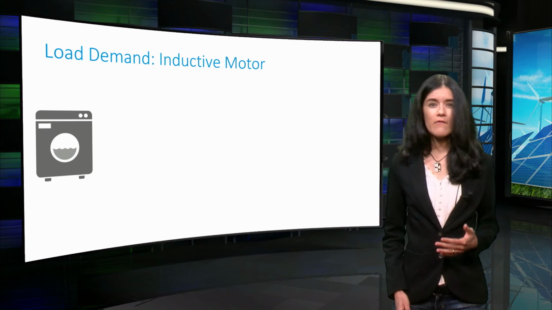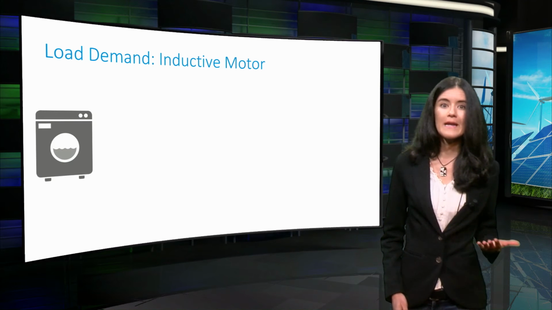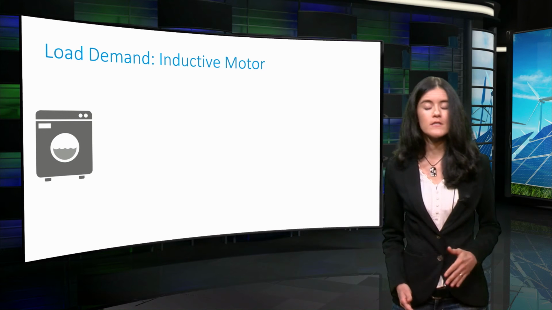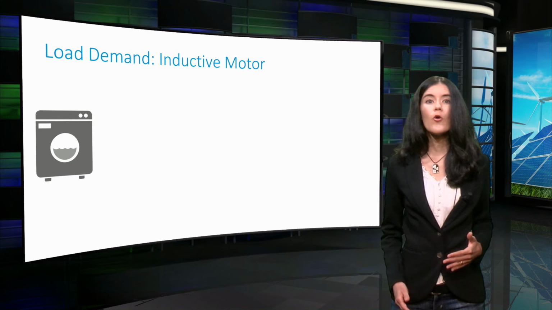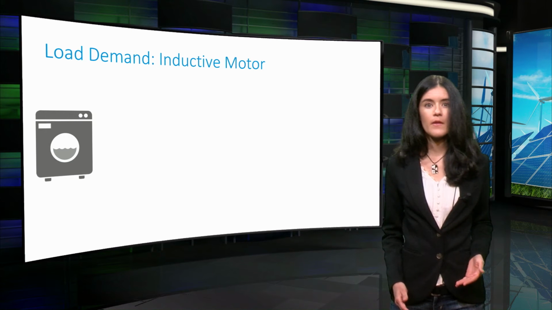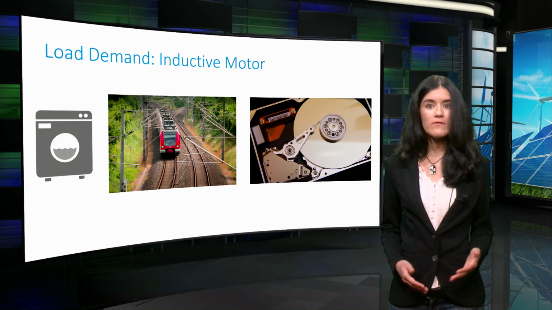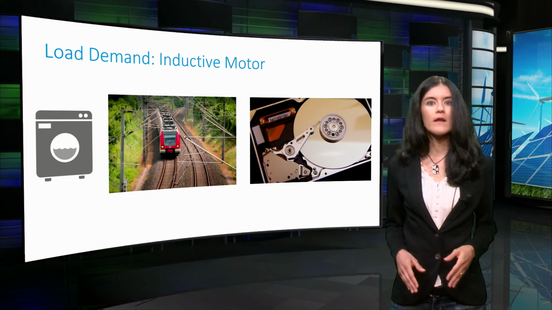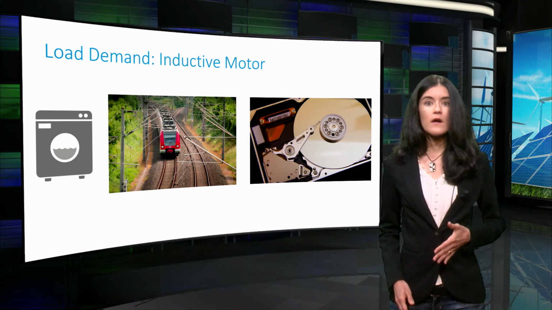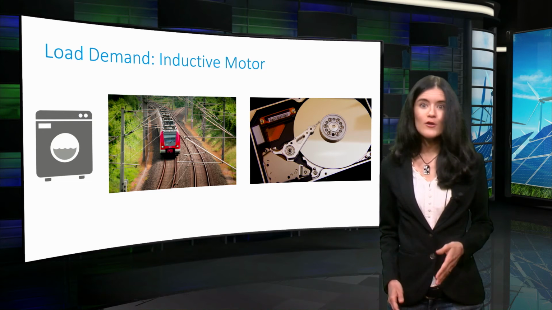Mechanical loads have an important participation in the demand curve. The conversion from electrical energy to mechanical energy is done by motors. The first motors that were developed were operating with direct current. Some examples of direct current motors are electric trains and hard disk drives in computers. Nowadays, there are many motors operating in alternating current. Motors are inductive components, and as a consequence, they consume reactive power.